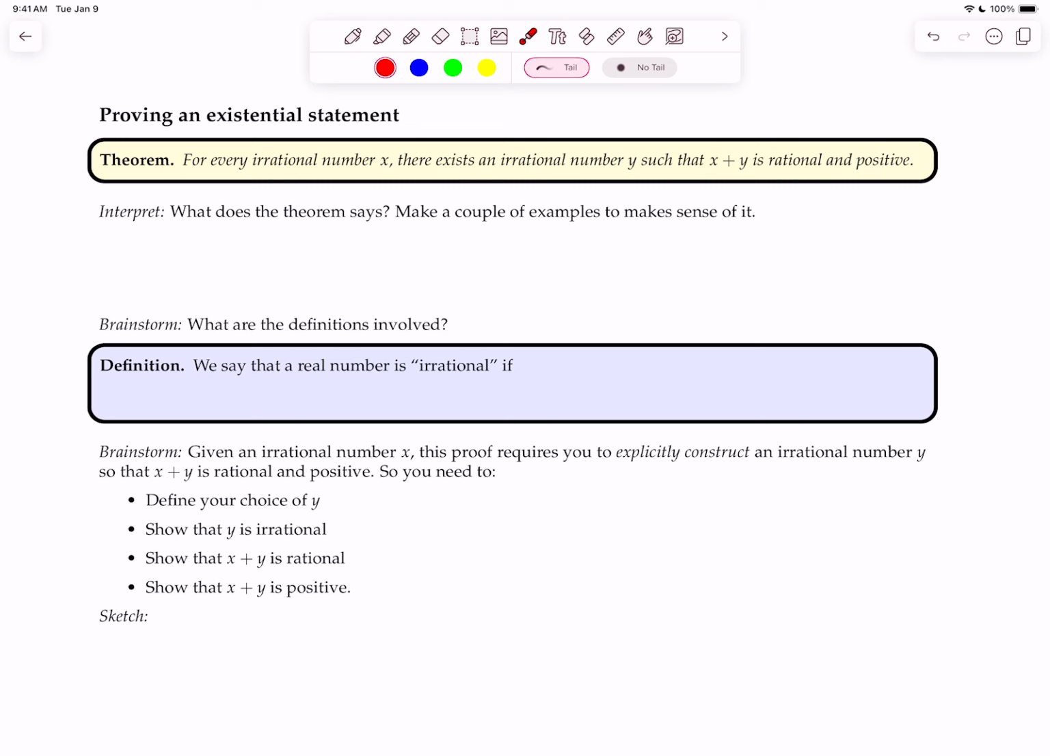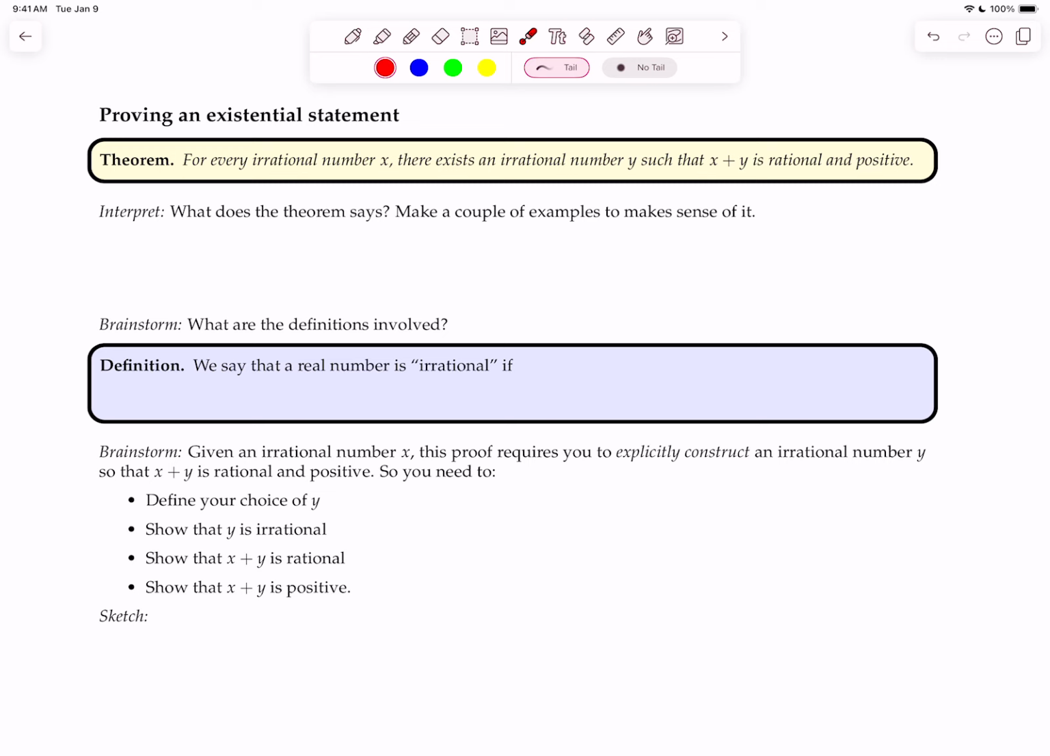This theorem says for every irrational number x, let's just ignore for a sec the precise definition of what irrational means, there exists an irrational number y such that when you add them together, you get something that's rational and positive. So it's like if the devil hands you an irrational number, you can always find another one. There exists one. That's what makes this an existence statement. So that you add them together, they're rational and positive.